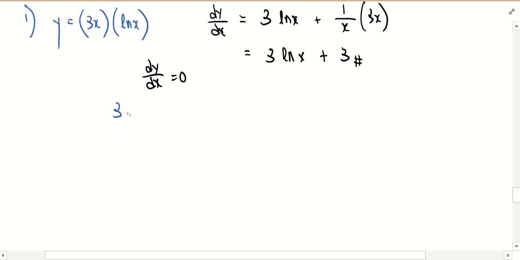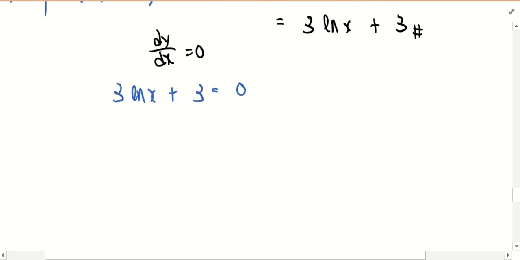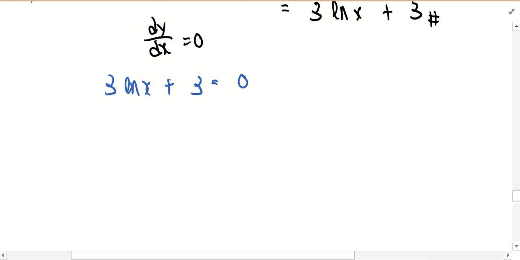So 3 ln x plus 3 must be equal to 0. Okay, how do we start solving? I need to make x the subject, right? So what do we do with the positive 3? Balance on the right hand side. It becomes a negative 3. We can divide by 3 on both sides. It becomes a negative 1.